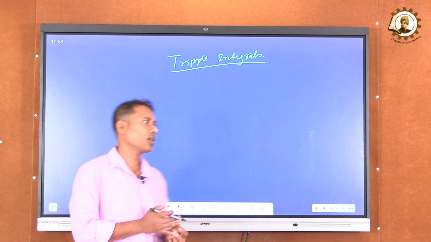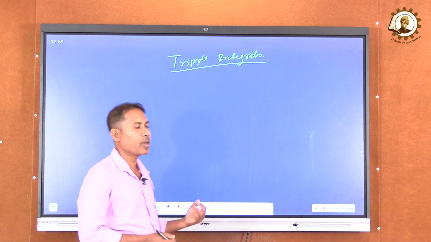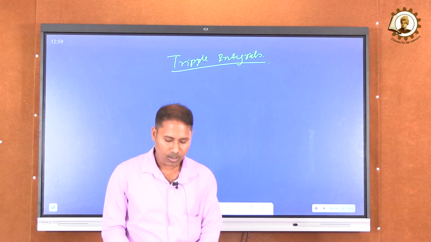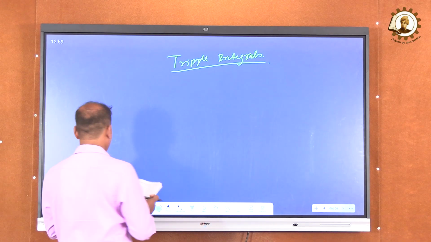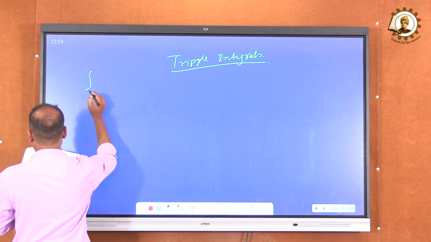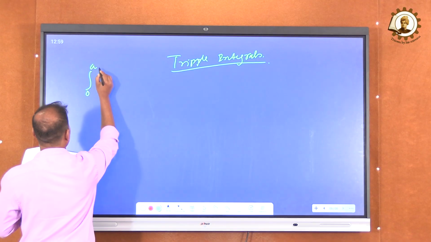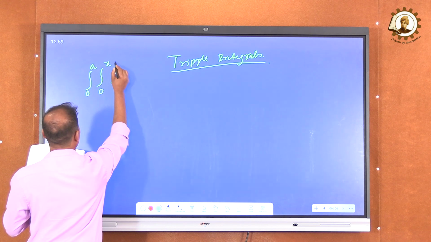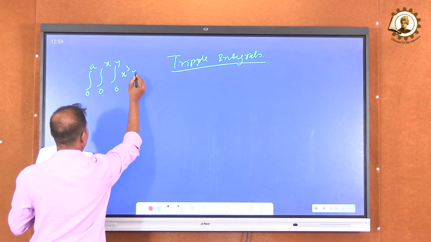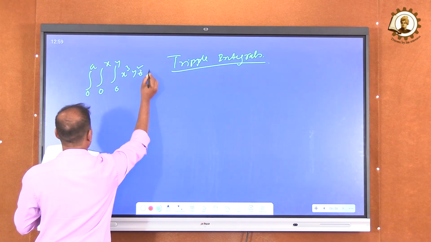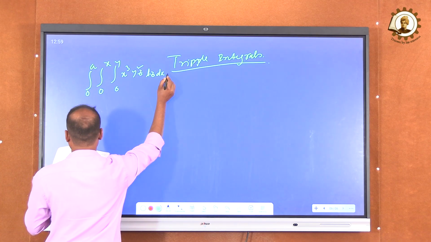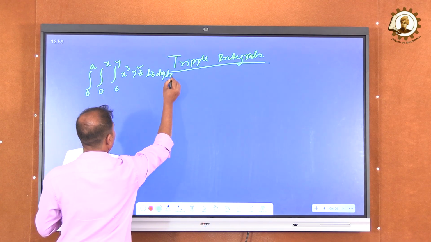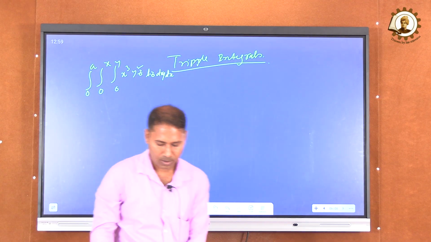Today I am going to discuss one or two examples of triple integrals. See one example: integral 0 to a, 0 to x, 0 to y, x cube y square z dz dy dx. This is our example.